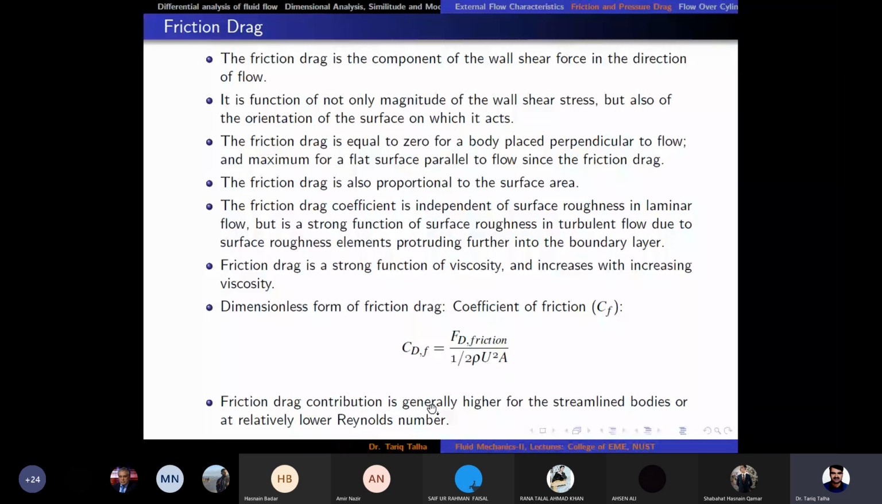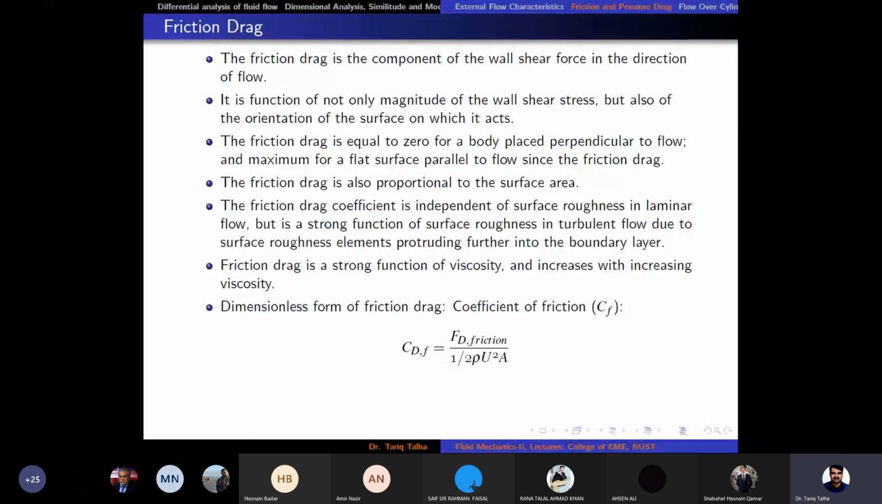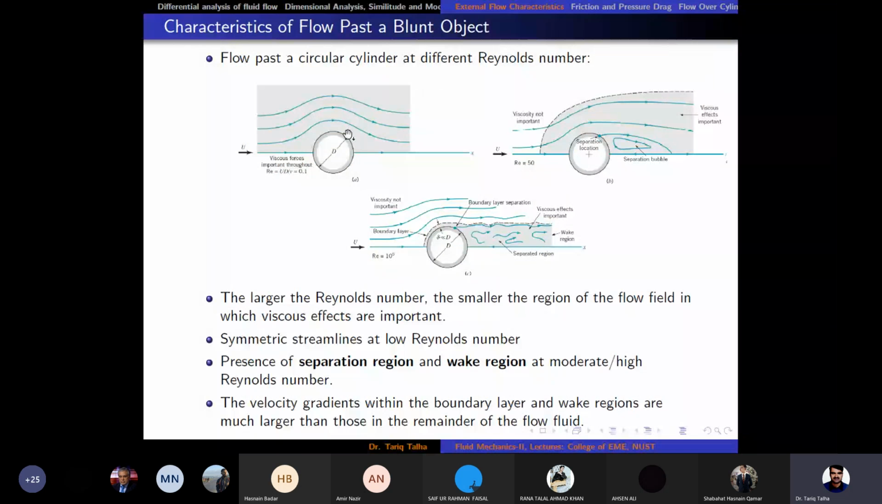So friction drag contribution is generally higher for streamlined bodies, or even for blunt bodies if the flow Reynolds number is low. The reason for that is that the flow would remain attached, as we discussed here in the case of the cylindrical body, and the pressure difference between front and back is very small in this figure A. So that's why in this figure A, the major component of drag would come from friction drag, right?